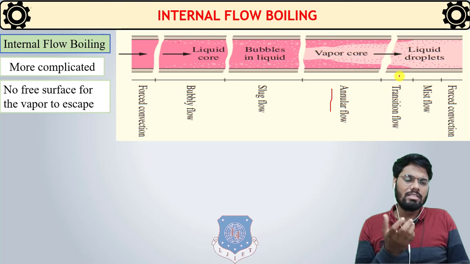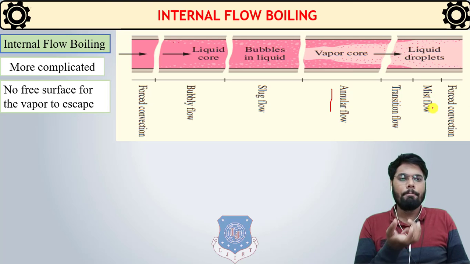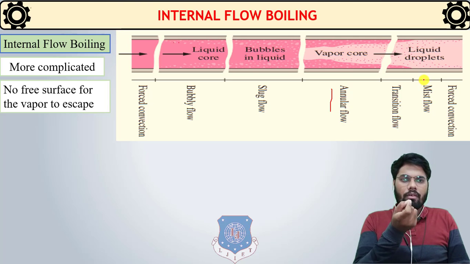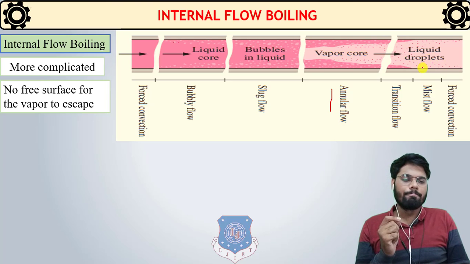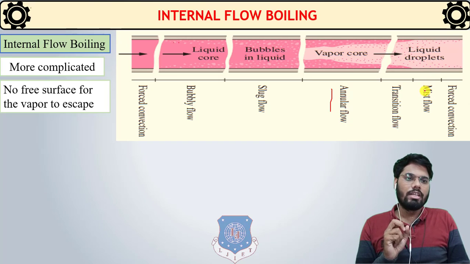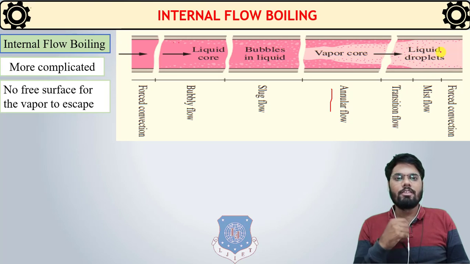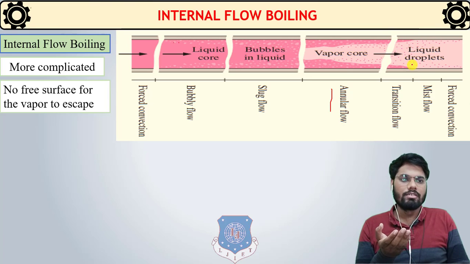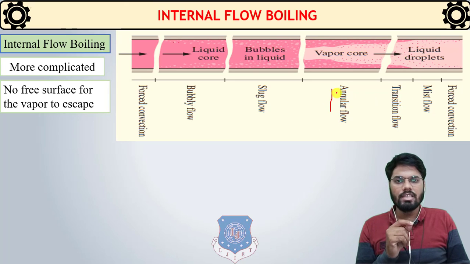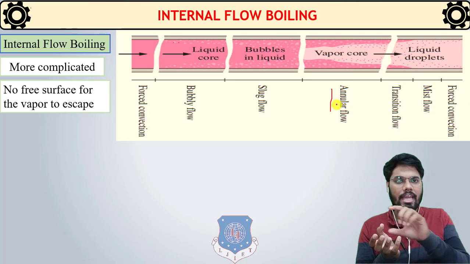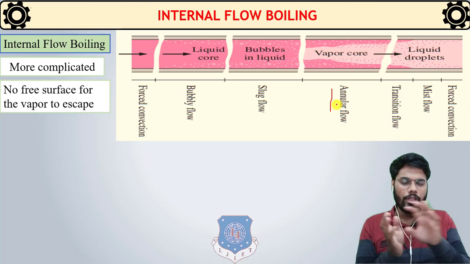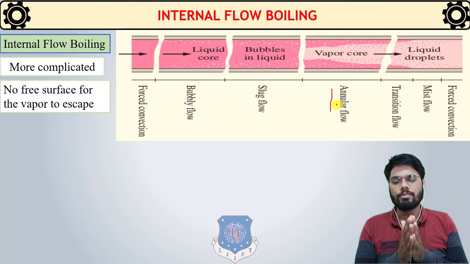After some length, there is a transition zone between annular flow and mist flow. In mist flow, the liquid available is only in droplet form. As you can see here, there are liquid droplets, otherwise it is mostly vapor, so this is known as the mist flow. Here the convection is done by forced convection, because of the velocity. So this is how internal flow boiling takes place in any pipe in which fluid is flowing by an external arrangement such as pumps.